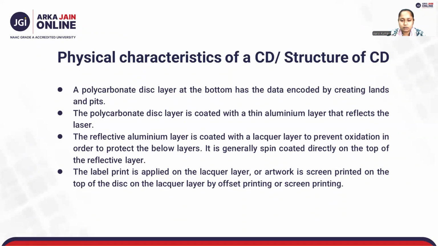The reflective aluminum layer is coated with a liquid layer to prevent oxidation, in order to protect the layers below. It is generally spin coated directly on top of the reflective layer. The label artwork is applied on the liquid layer, printed on the top of the disk by offset printing or screen printing.